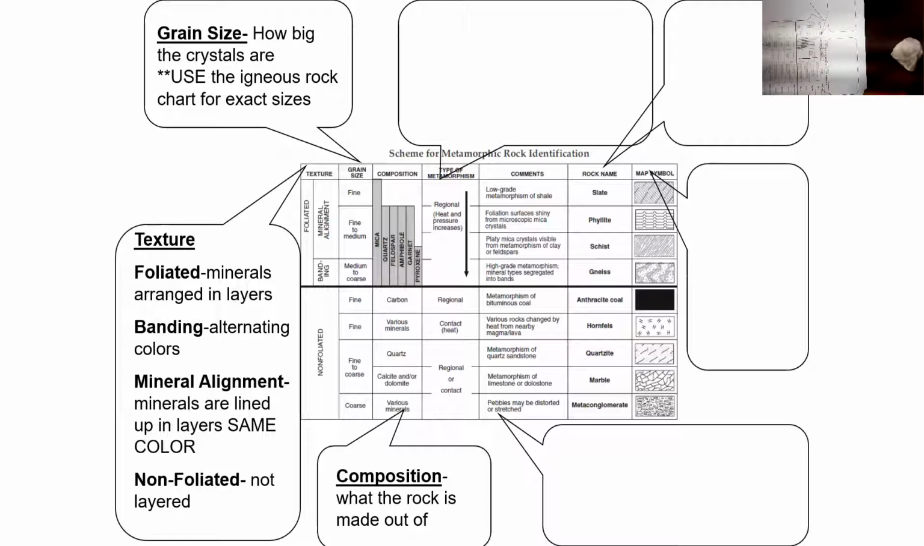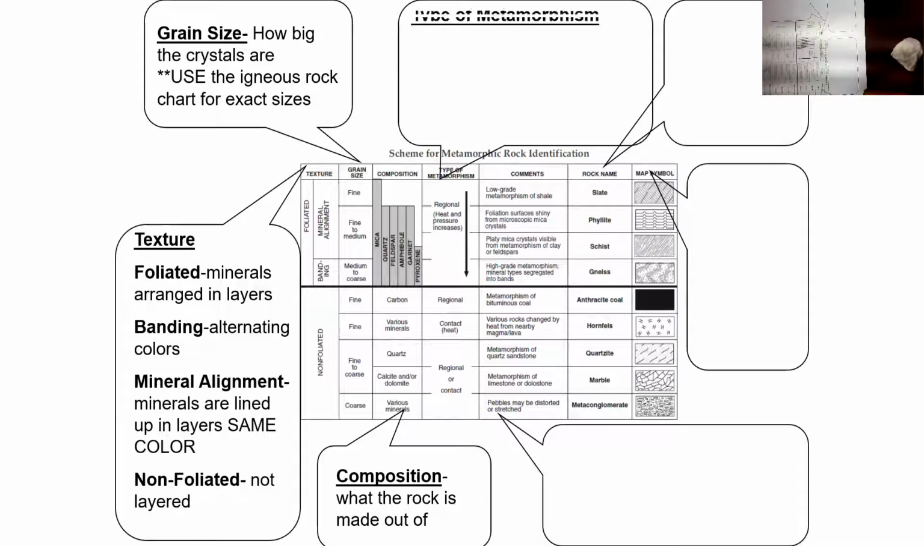How about gneiss? What's in gneiss? All of them. So gneiss, unlike schist, always has all of them. All right, I'll move on.